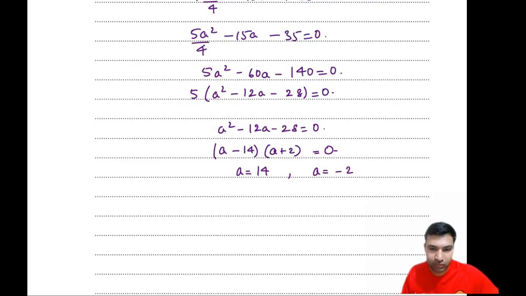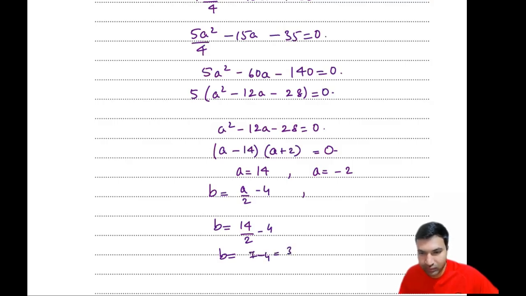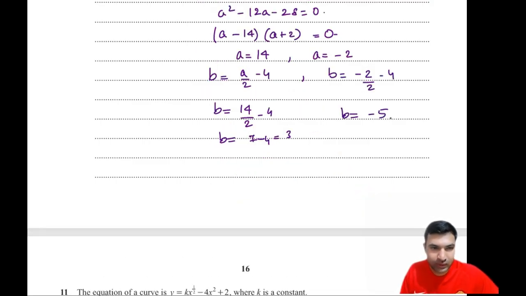Got it? So now we have a, now what is b? b is equal to a over 2 minus 4. Therefore, 14 by 2 minus 4, and therefore we get b value as 7 minus 4, which is equal to 3. And from here we get b equal to negative 2 over 2 minus 4, therefore b equal to negative 5, right?